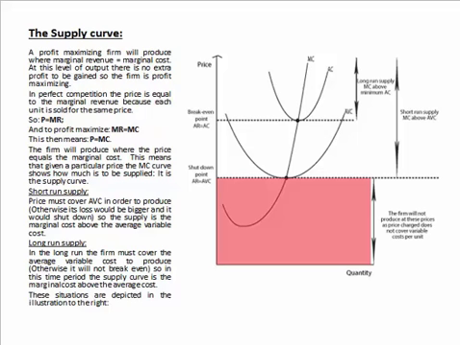Short run supply. The price must cover the average variable costs in order to produce, otherwise its loss will be bigger than if it shut down. So supply is the marginal cost above the average variable cost. Long run supply. The long run supply of the firm must cover the average cost to produce, otherwise it would not break even. And in this time period the supply curve is the marginal cost above the average cost. These situations are depicted in the illustration to your right.